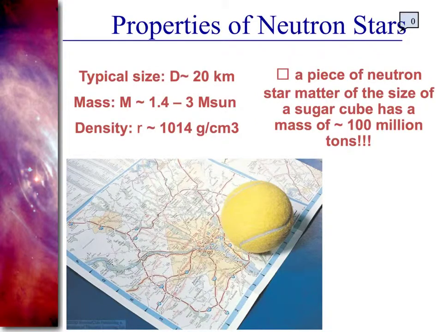Neutron stars are very small. They can be only about 20 kilometers across, and you can see in this map picture we have a tennis ball that represents a neutron star, and this is a map of Washington, D.C., which is bigger than the neutron star. So these are the most dense things known to exist. Even though we already talked about how white dwarfs are very dense, neutron stars are even more dense. If you were to have a piece of neutron star matter the size of a sugar cube, it would have a mass of 100 million tons. So these are very small, like I said, but they have masses of anywhere between 1.4 and 3 masses of the sun, so they're incredibly dense.